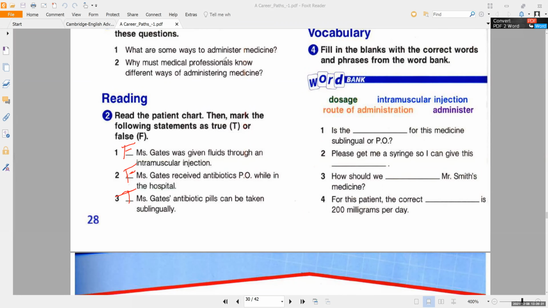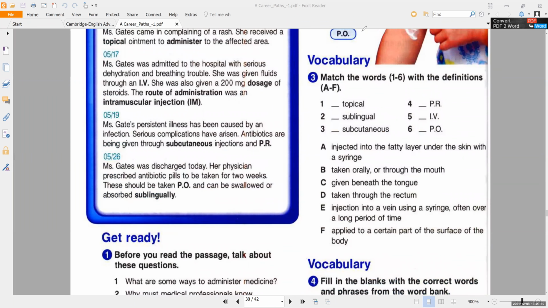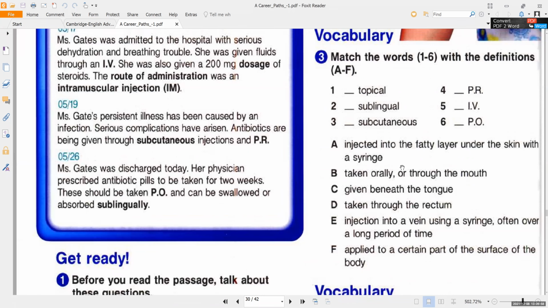Okay, now we move to the next exercise. So number one is false, number two is false, and number three is true. Now go to the next exercise, which is about matching the words one to six with the definitions. So we have definitions A to F. We have topical, sublingual, subcutaneous, PR, IV and PO.